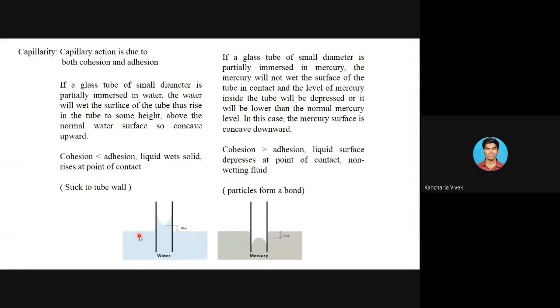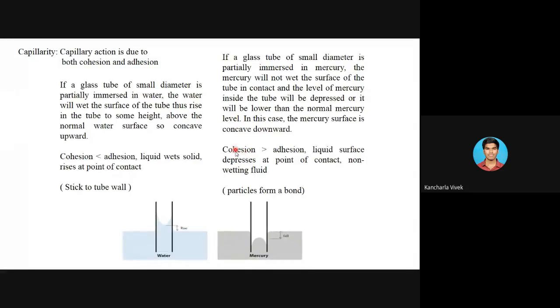While in the case of water, it was a rise, concave upward, here the level of mercury will get depressed. So here there will be a rise during the contact with water, while in this case you will get a fall, or the depression occurs in the case of mercury.